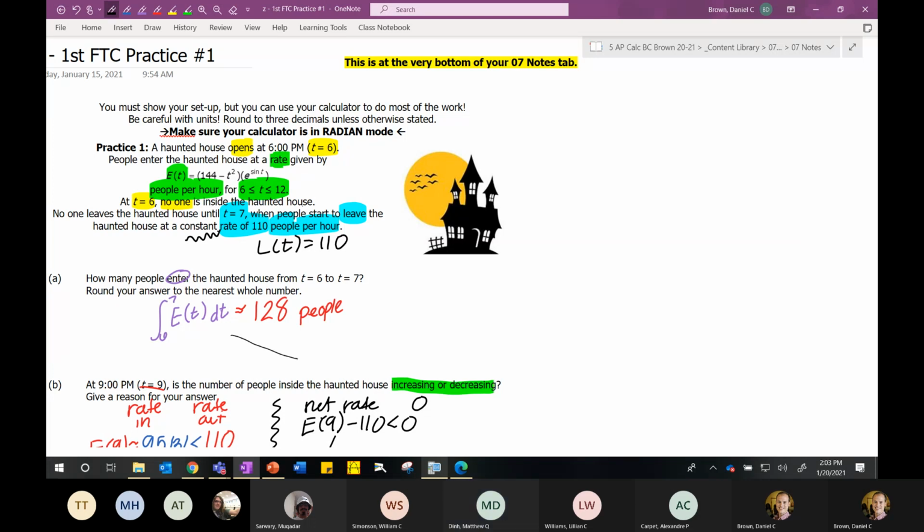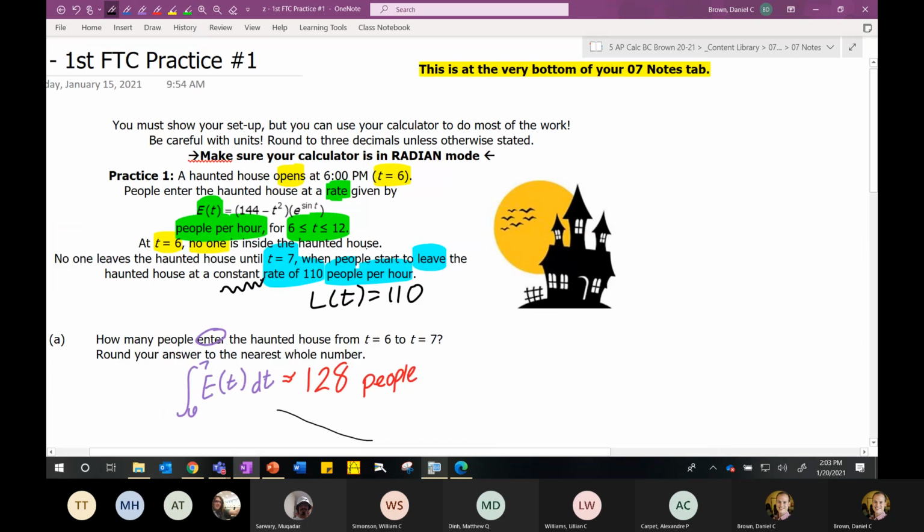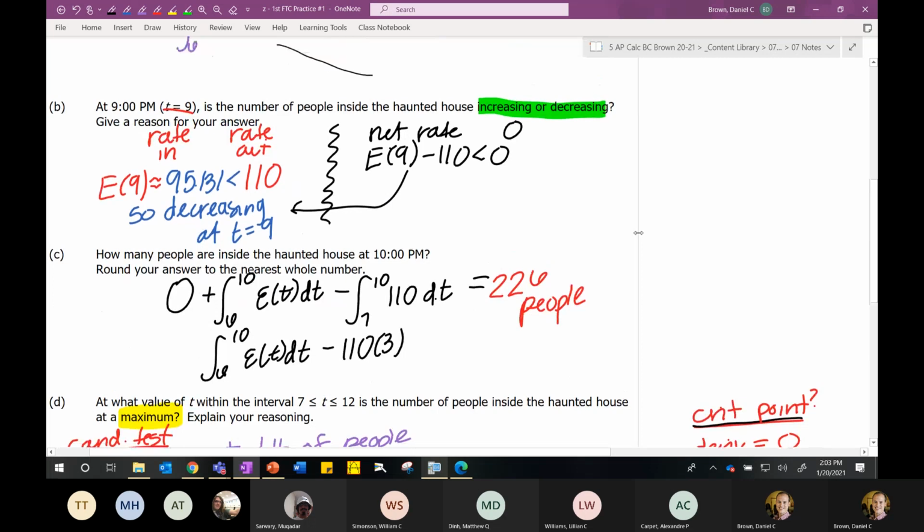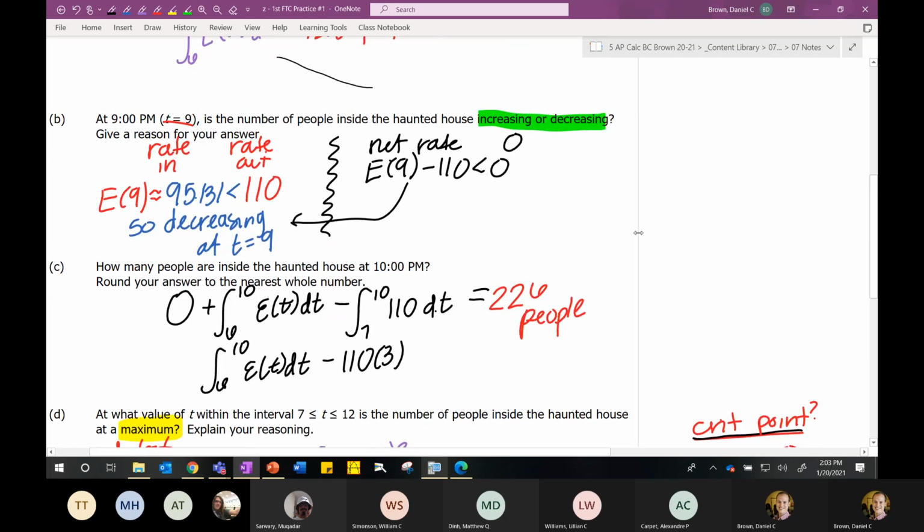So for B and C, they're both asking for, like B is asking for the number of people inside, but you didn't use the integral, so you have to be careful. C is asking for the number of people, so that's why we had the integral. B though is technically not asking for the number of people, it's asking whether the number is increasing or decreasing. So it really was asking, in many ways, for a rate and not the number of people in there at the time.